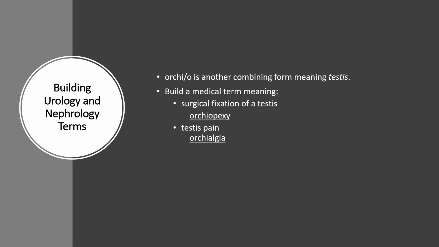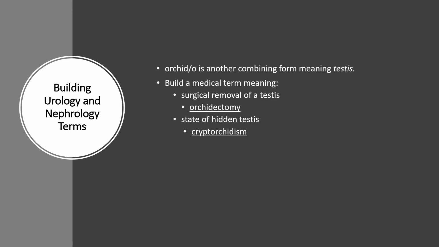Orchio also means testis. Orchiopexy is the surgical fixation of a testis. Orchialgia is testis pain. Orchido is another combining form that means testis. Orchidectomy is the surgical removal of a testis, whereas cryptorchidism is the state of a hidden testis.